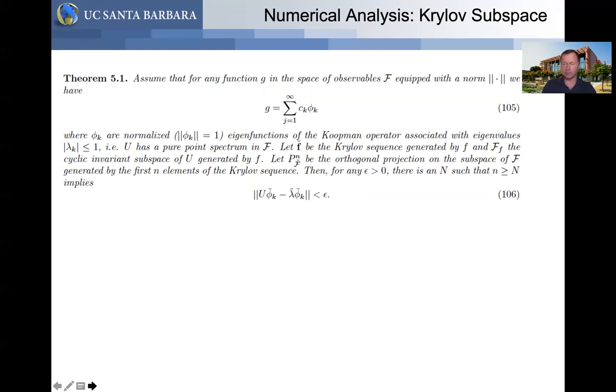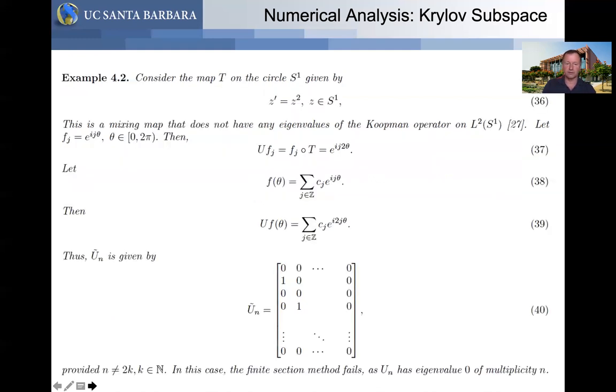So again, the point spectrum enables us to find eigenfunctions, enables us to find finite dimensional subspaces. A counterexample where we have continuous, or not a counterexample, but an example where we have continuous spectrum, we can't really do that, is this map on a circle S1 given by z' = z squared.